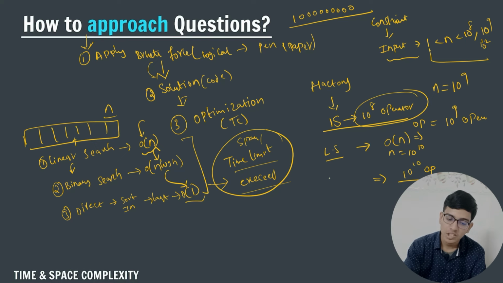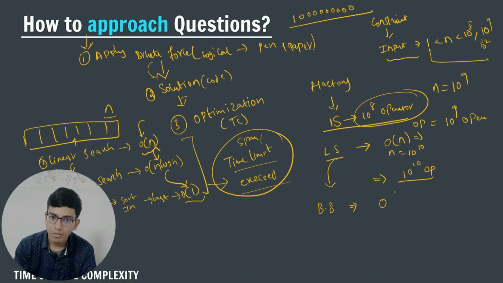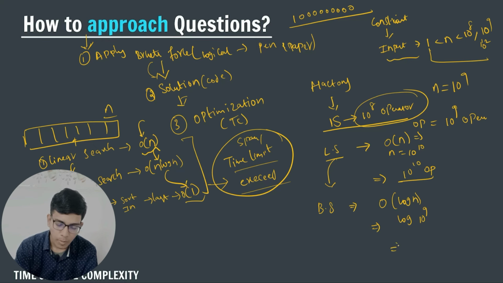So instead of applying linear search, if we apply binary search, then what is the time complexity of binary search? That is log n. So for log n, where n is 10 to the power of 9, our operations will become approximately equal to 30. So here we'll perform only 30 operations.